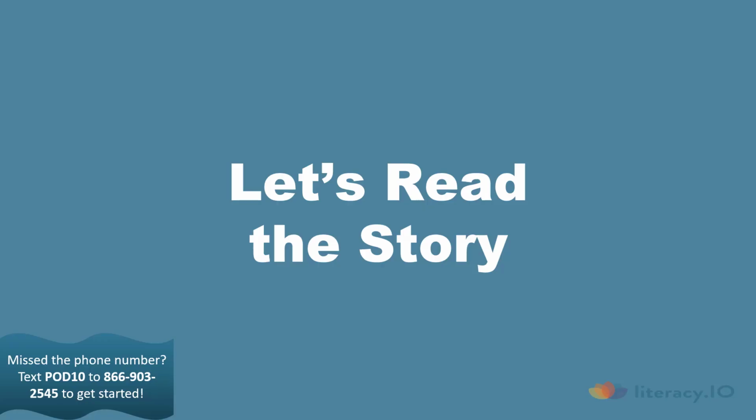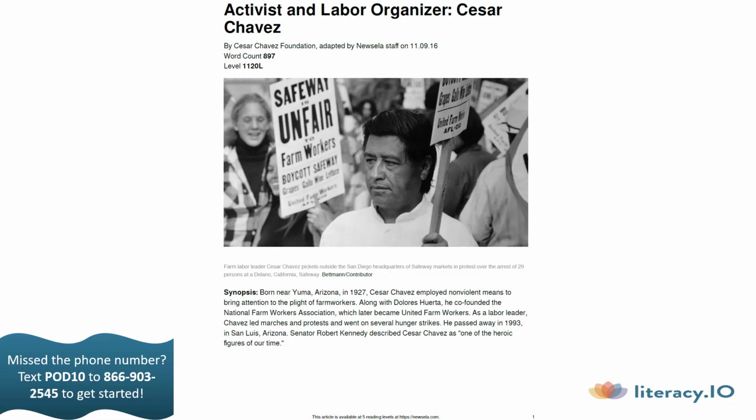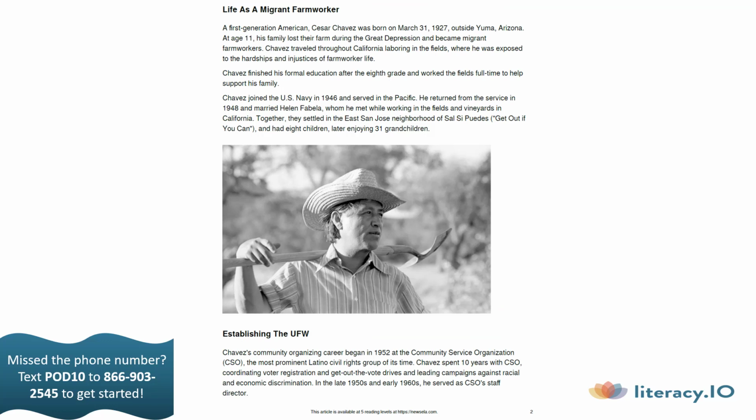Okay, super readers, it's time for us to read the story. Activist and labor organizer Cesar Chavez. Life as a migrant worker. A first-generation American, Cesar Chavez was born on March 31st, 1927, outside Yuma, Arizona. At age 11, his family lost their farm during the Great Depression and became migrant farm workers. Chavez traveled throughout California, laboring in the fields, where he was exposed to the hardships and injustices of farm worker life. Chavez finished his formal education after the 8th grade and worked the fields full-time to help support his family.